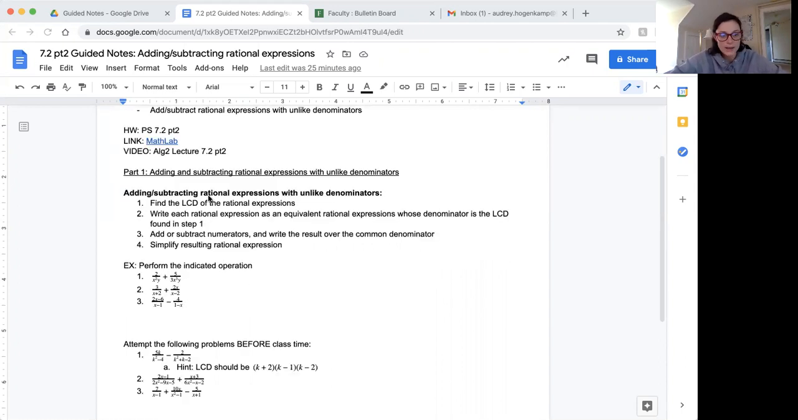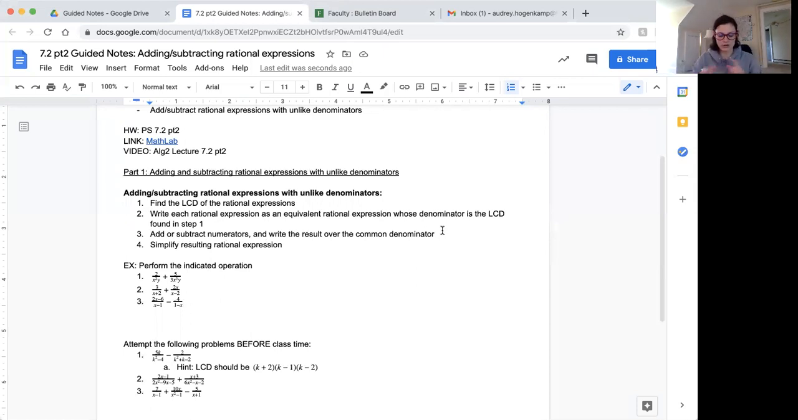So our steps for adding or subtracting rational expressions with unlike denominators are that first we need to find the least common denominator, okay? Step 2 is to write each rational expression as an equivalent rational expression whose denominator is the least common denominator found in step 1. Step 3 is to add or subtract our numerators and write the result over the common denominator.